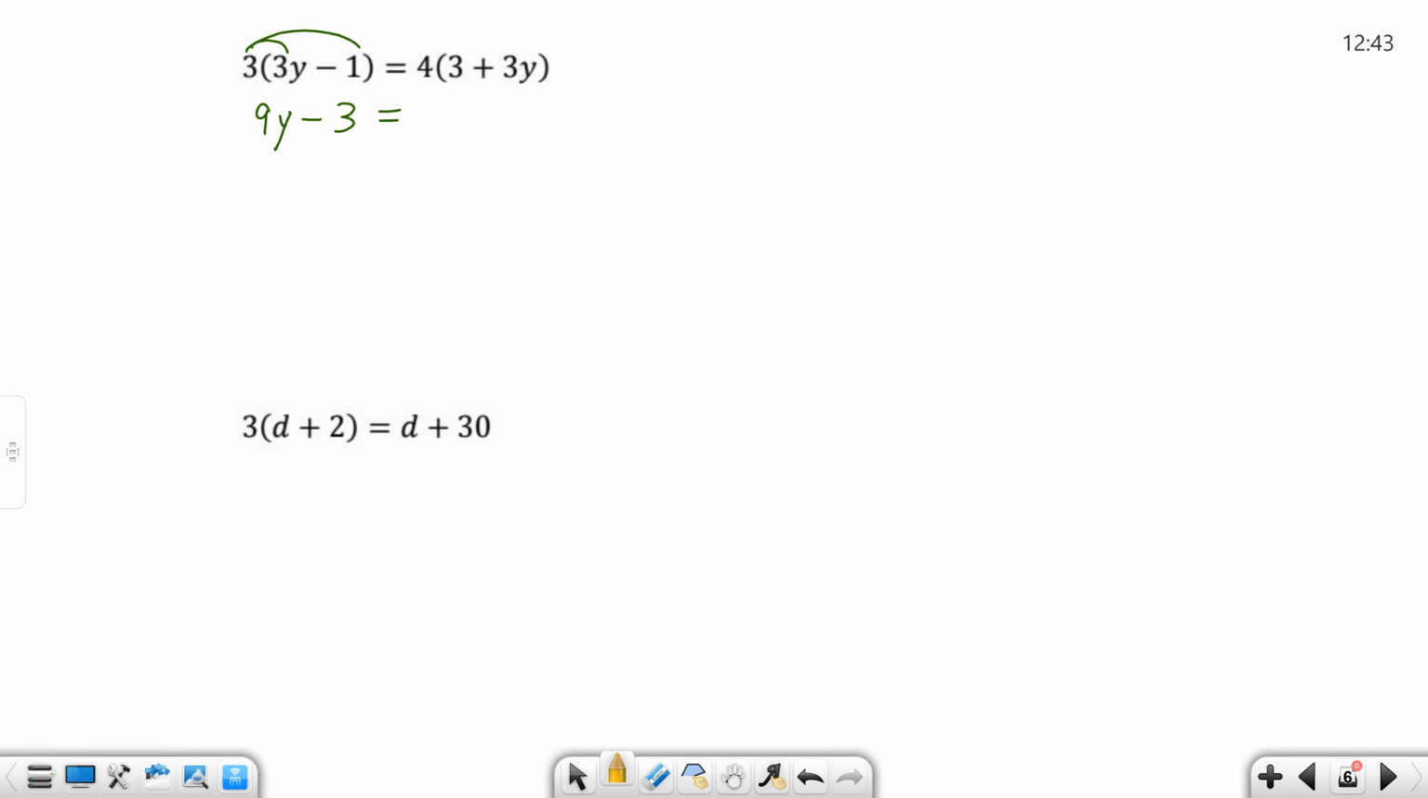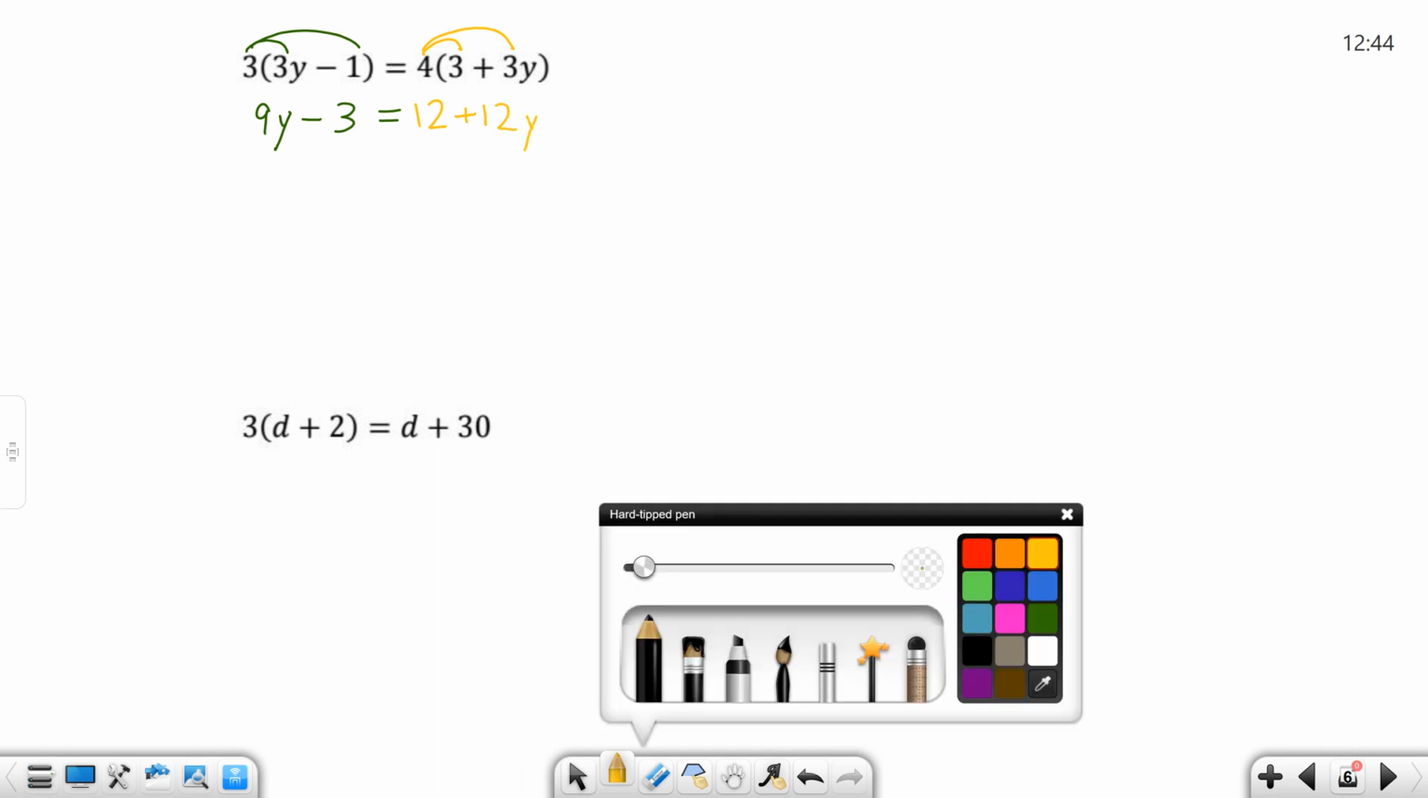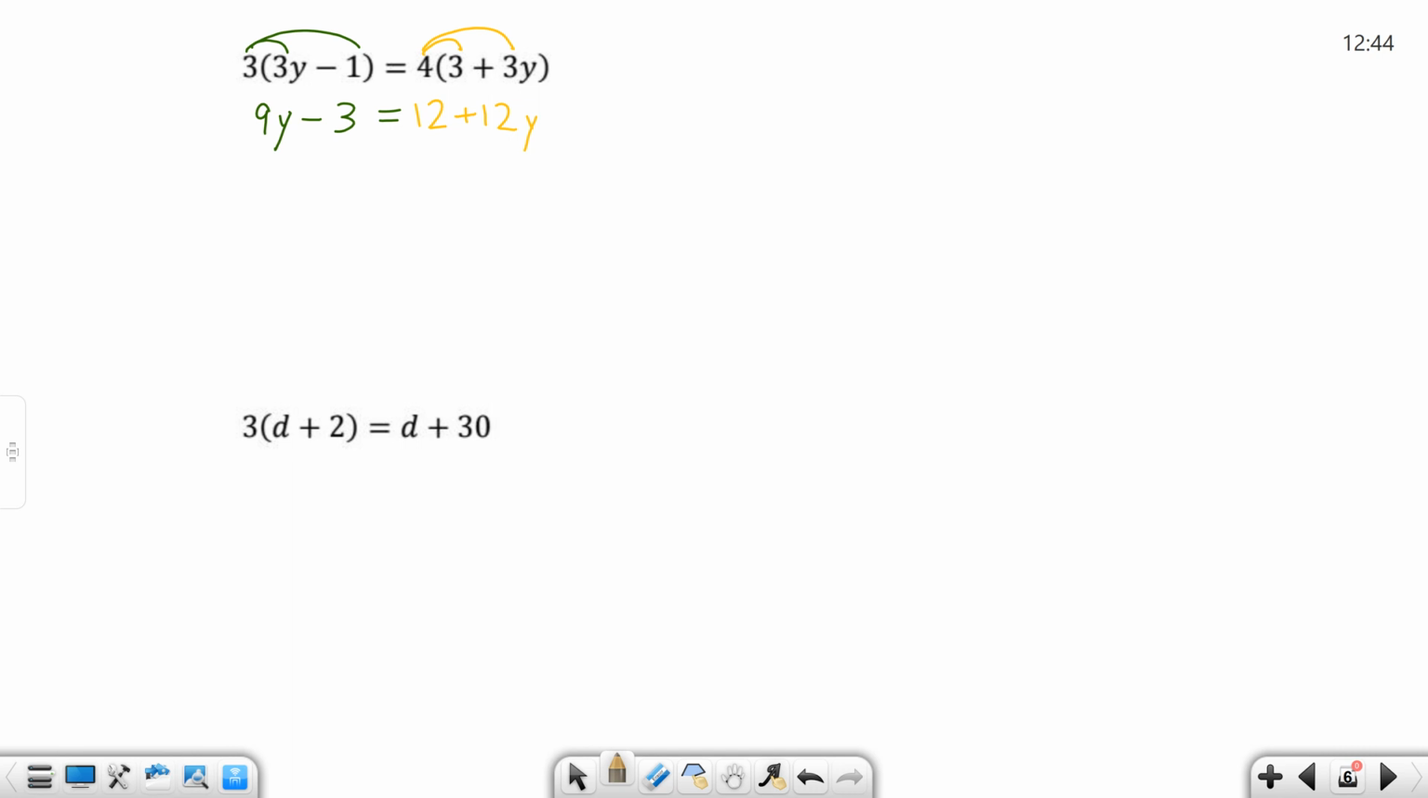So now let's go to the right-hand side. How do I simplify the right-hand side? Well, I don't have anything I can do inside here, so I'll move to the distribution, right? Couldn't do anything inside here, so that's why I distributed. So then 4 times 3 is what? 12, and then 4 times positive 3y is plus 12y. Can I do anything else to the right-hand side? The answer here is no.